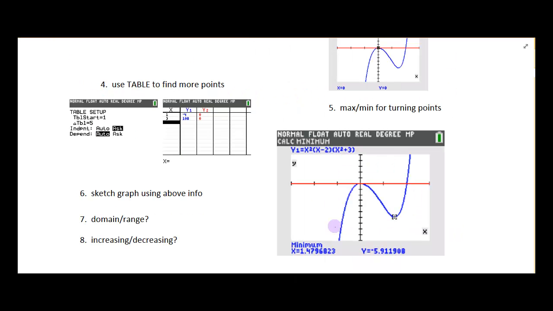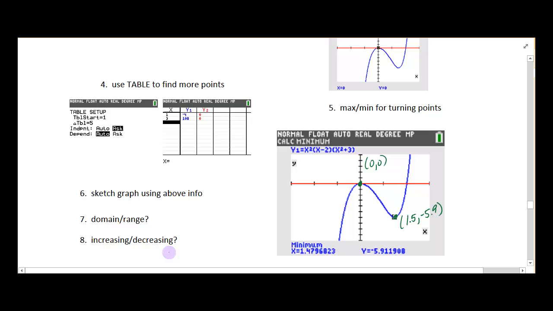Okay, so here is my graph. You can see here that this is my min over here. My min is occurring at, let's draw it on here, positive 1.5 and negative 5.9. And we have another turning point occurring here at 0, 0. And we could sketch this by hand if we wanted. I just pulled the graph on here.